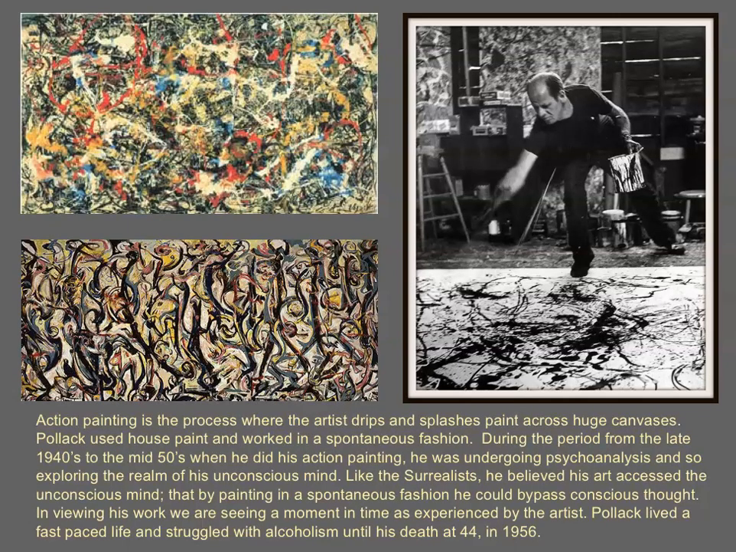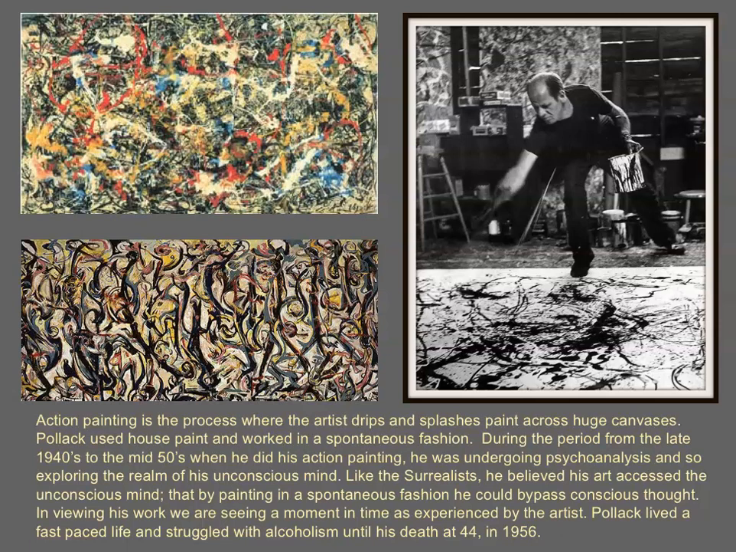Action painting is the process where the artist drips and splashes paint across huge canvases. Pollock used house paint, and he worked in a very spontaneous fashion, during the period from the late 1940s to the mid-50s when he did his action painting. At the same time, he was undergoing psychoanalysis, and so he was exploring the realm of his unconscious mind. Like the surrealists, Pollock believed that his art accessed the unconscious mind, and that by painting in a spontaneous fashion, he could bypass conscious thought.